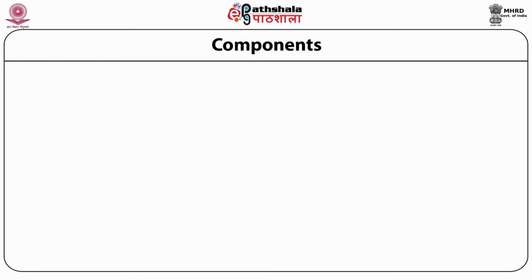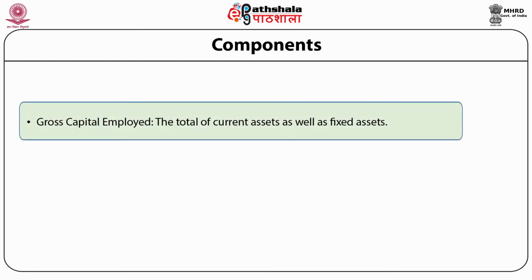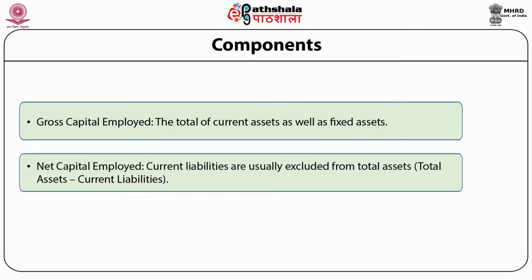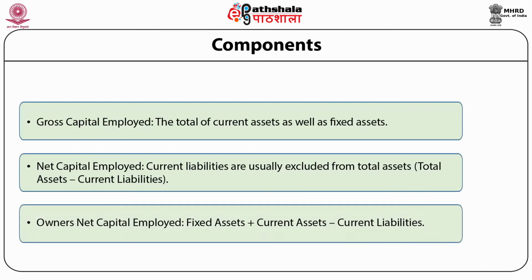Components: gross capital employed, that is the total of current assets as well as fixed assets. Net capital employed. Net capital employed is a combination of total assets, with current liabilities usually excluded, that is total assets minus current liabilities. Next is owner's net capital employed. It includes fixed assets plus current assets minus current liabilities.